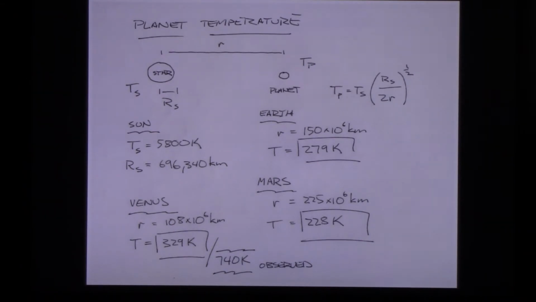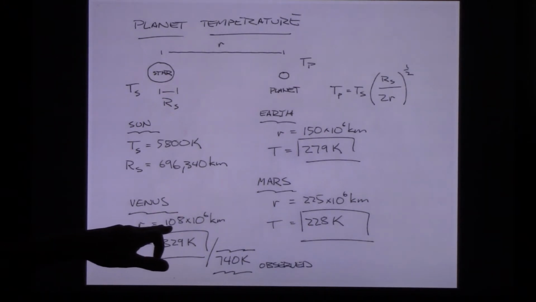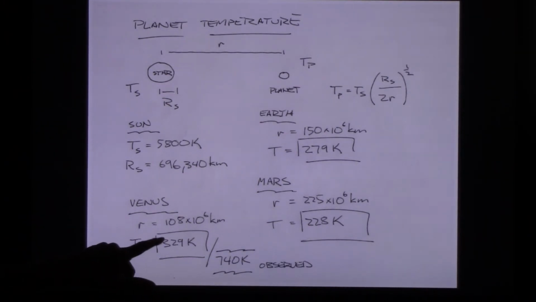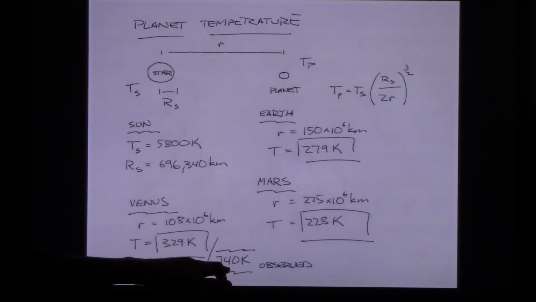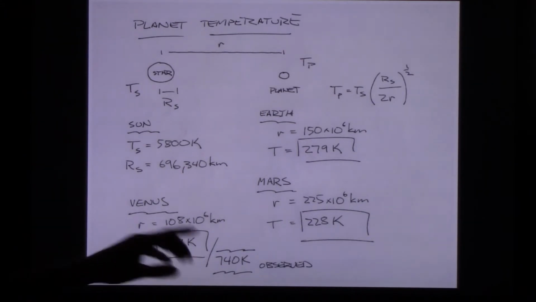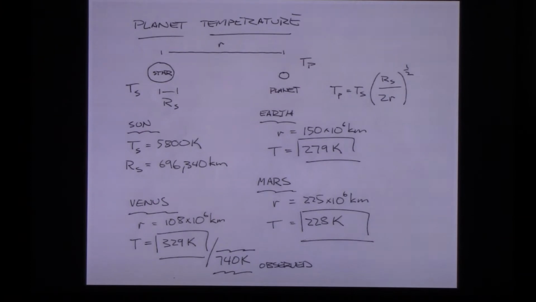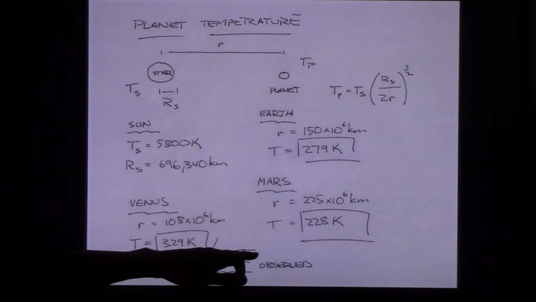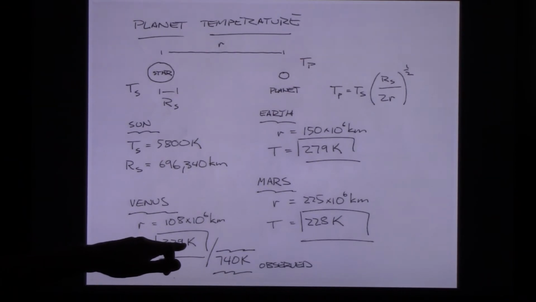You guys probably know Venus is not a success story here as far as using our simple model. If we put in the values for Venus, now Venus is closer, it's at 108 million kilometers from the sun, center to center. The prediction is 329 kelvins, almost tolerable if you built really good air conditioning systems on Venus. But the observed surface temperature, 740 Kelvin, not even close, right? We've got a temperature here more than double, and this is on an absolute temperature scale, more than double the predicted temperature from our simple model.